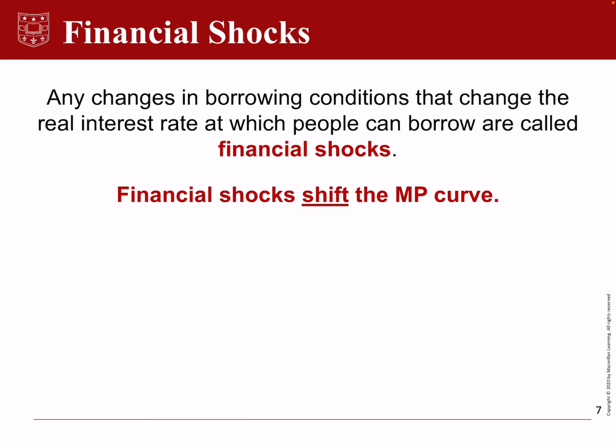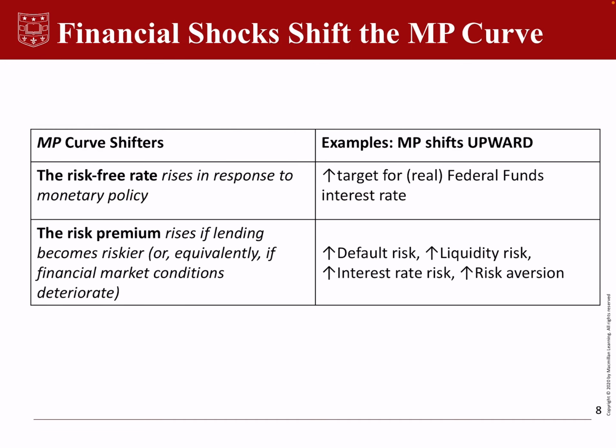So what we can remark upon then is that anytime there is a financial shock in the macroeconomy, there's going to be a shift in the MP curve. So in terms of thinking about the different kinds of things that could shift the MP curve, we can recall, of course, that the MP curve is going to shift when we have changes in either monetary policy or changes in the underlying risk premium in the macroeconomy.